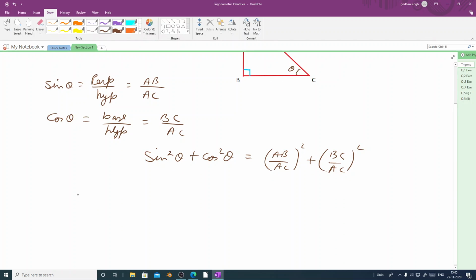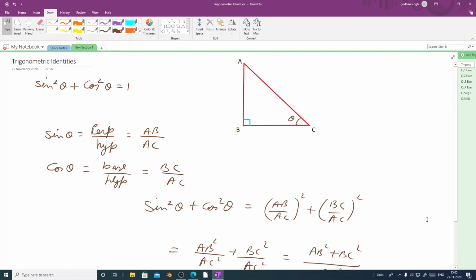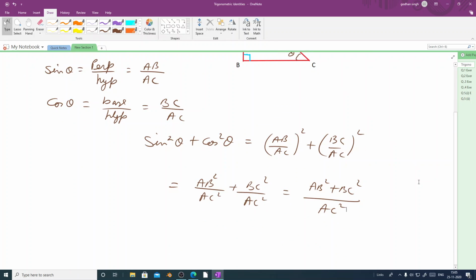So this can be written as AB square over AC square plus BC square over AC square, equal to AB square plus BC square over AC square. Now if we see the figure, AB square plus BC square will give us AC square if we apply the Pythagoras theorem. So that is what we will write, equal to AC square over AC square.